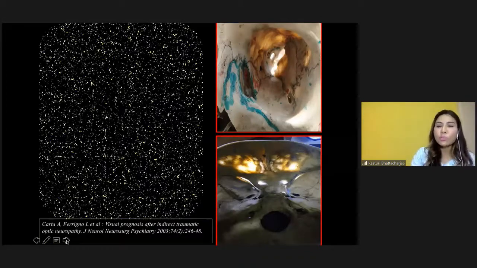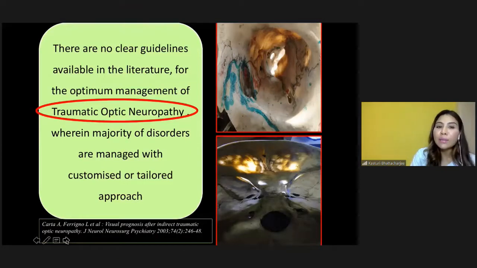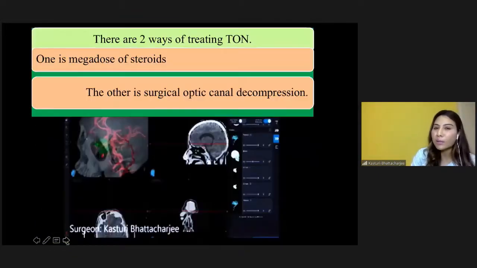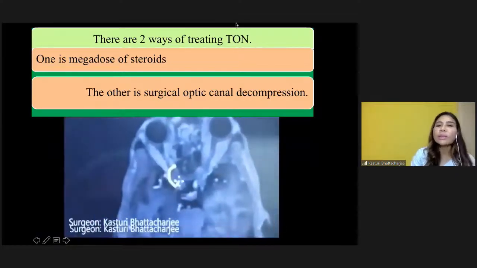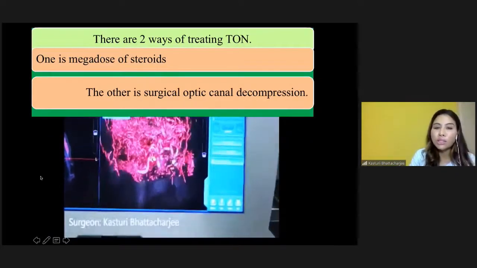So the most common problem with the apex fracture is traumatic optic neuropathy. But interestingly, till today, there are no clear guidelines available in the literature for the optimum management of traumatic optic neuropathy. Most institutes and centers are managing with a customized or tailored approach. Basically, we know that there are two ways of treating: one is a mega dose of steroid, and the other is surgical decompression.